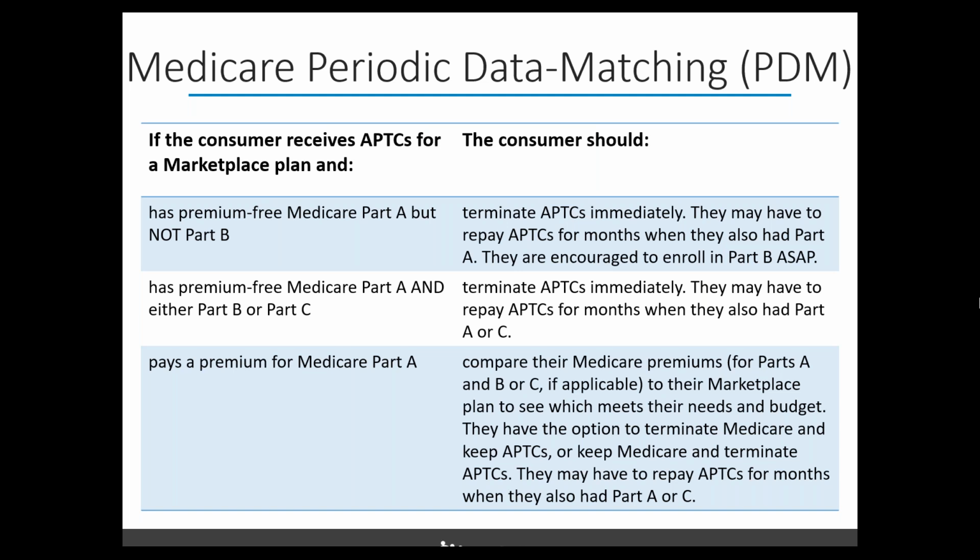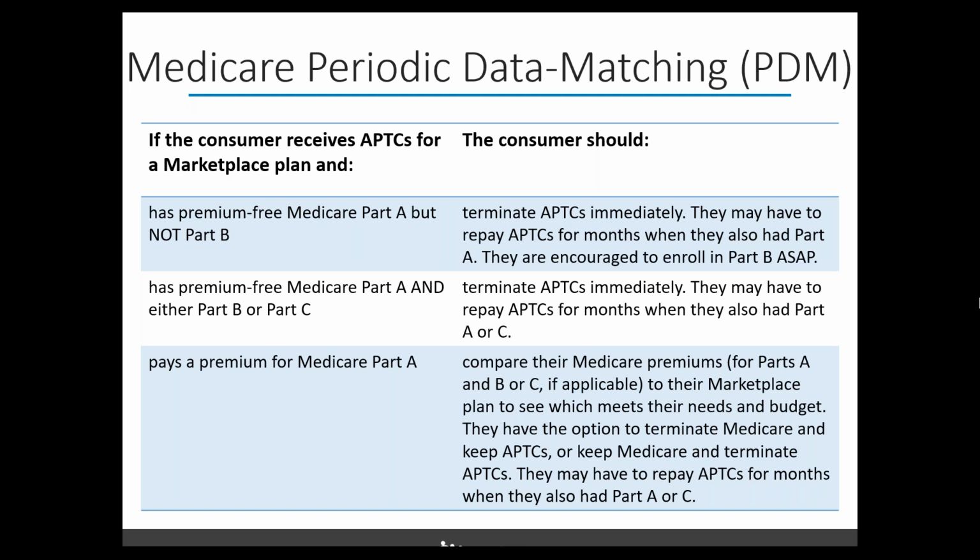Now, if the consumer pays for Part A, they should compare that to their marketplace coverage and see which best meets their needs and budget. They could be eligible for APTCs because they are required to pay a premium for Part A. However, they cannot get APTCs if they actually enroll in Part A or C, and they might have to repay APTCs for months when they also had Medicare. So a consumer who must pay for Part A but wants to get marketplace coverage with APTCs must first drop their Medicare. Keep in mind, though, that consumers might have to pay a late enrollment penalty if they decide to enroll in Medicare in the future.